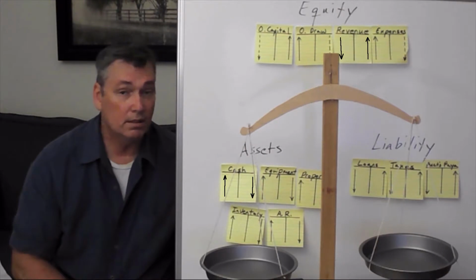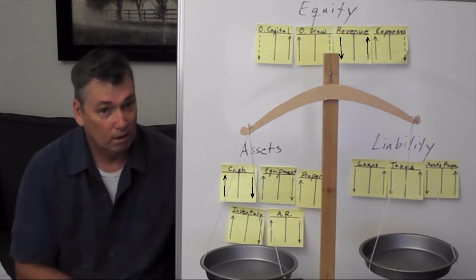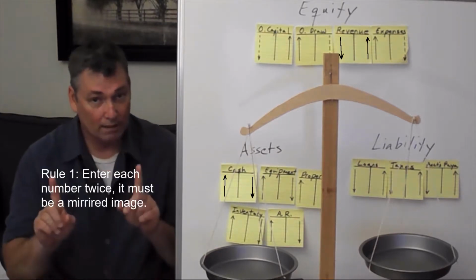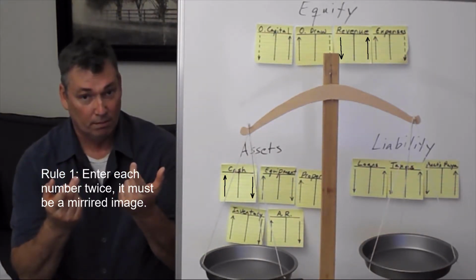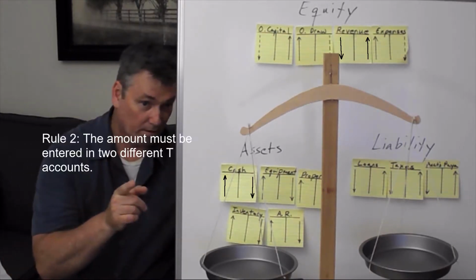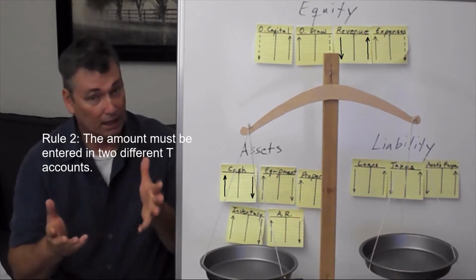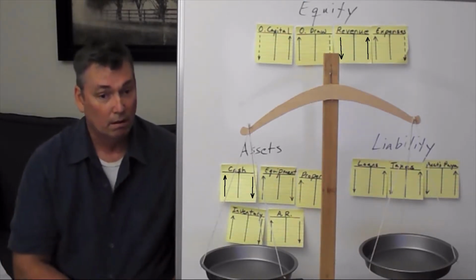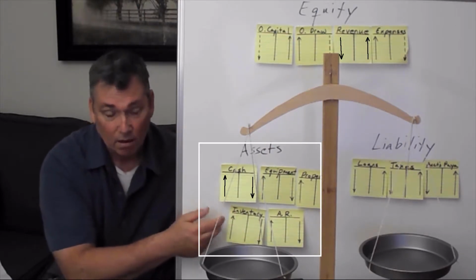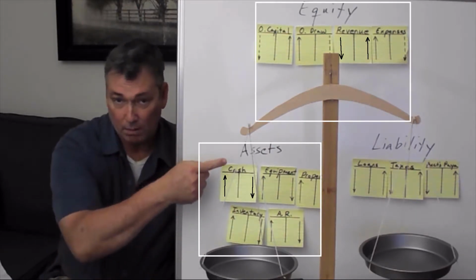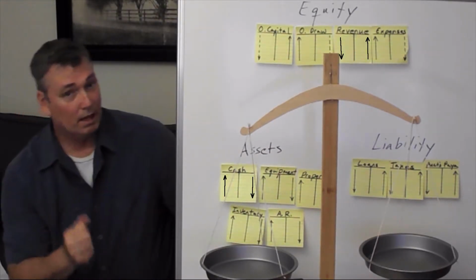Okay, now this game only has 3 rules. First rule, you enter each number twice, and it must be a mirrored image. Second rule, it never can be in the same account. It's got to be 2 unique accounts, but any 2 accounts. It can be both in assets, or one can be in the asset, the other one can be equity, etc. And the third rule is you can't use negative numbers.